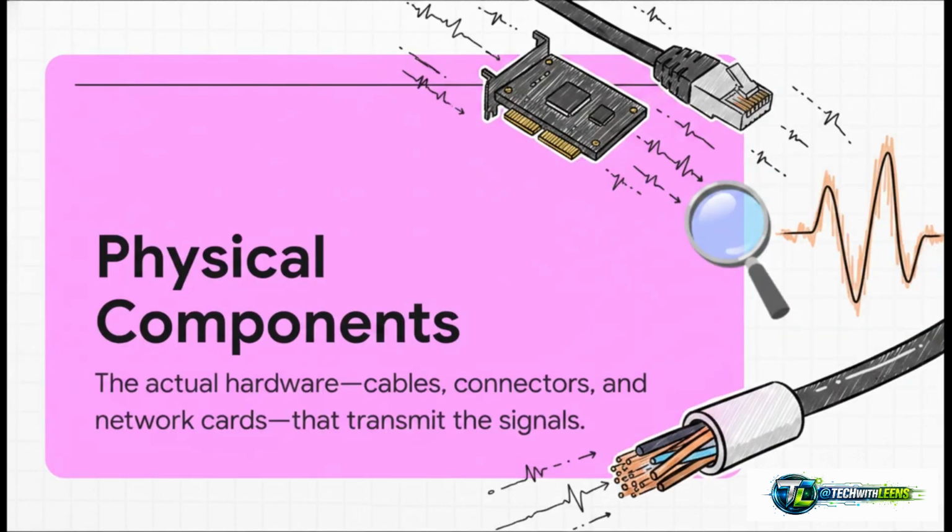All right, first up, the physical components. This is all the stuff you can actually touch. We're talking about the network card in your computer, that little plastic connector on the end of your Ethernet cable, and the tiny copper wires inside it. This is the physical stage where a whole digital drama plays out.